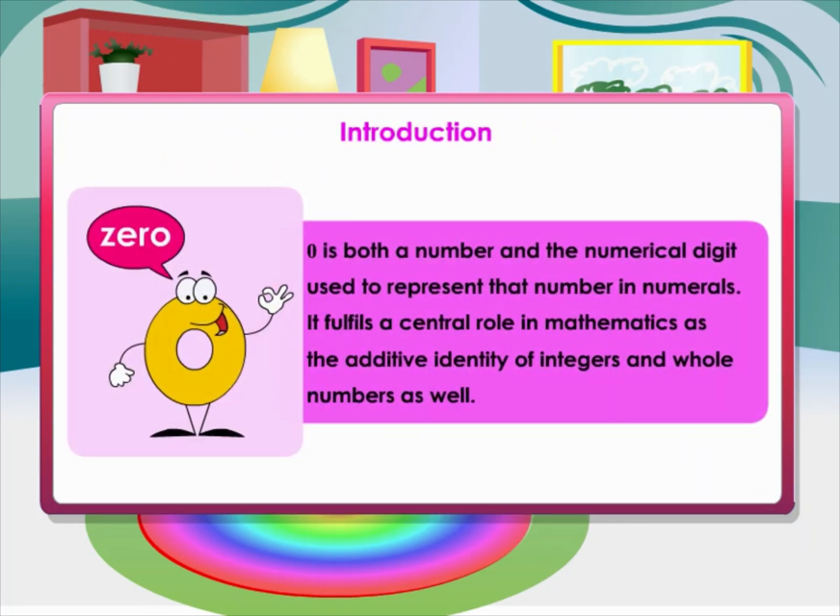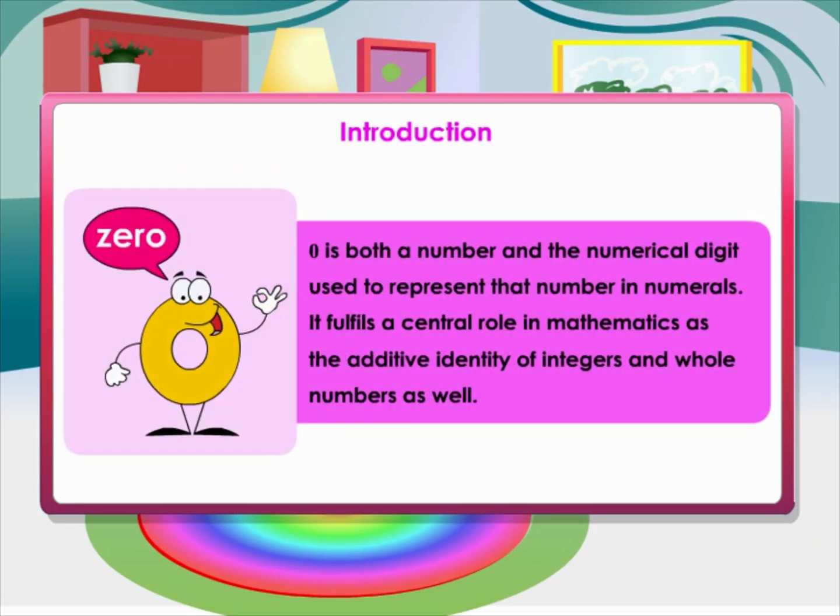Introduction. 0 is both a number and the numerical digit used to represent that number in numerals. It fulfills a central role in mathematics as the additive identity of integers and whole numbers as well.